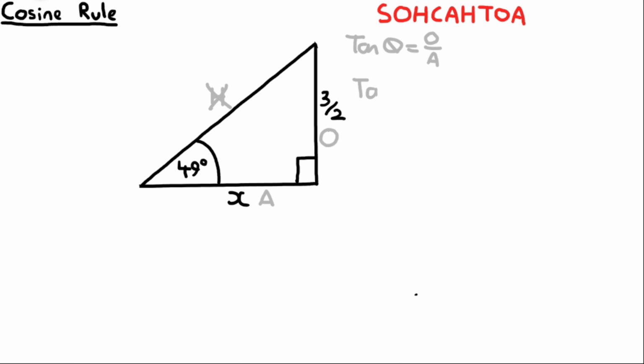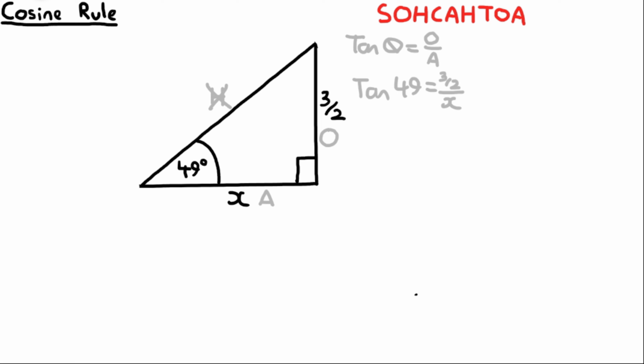So tan, and θ in this instance is 49, is equal to O, which is 3 over 2, over A, which is x. Now this looks quite horrible to start off with because we have a fraction in a fraction and it's in the numerator. The way that you do it straight away is whatever the numerator is here, you just put it to the numerator here, but I always kind of forget that.